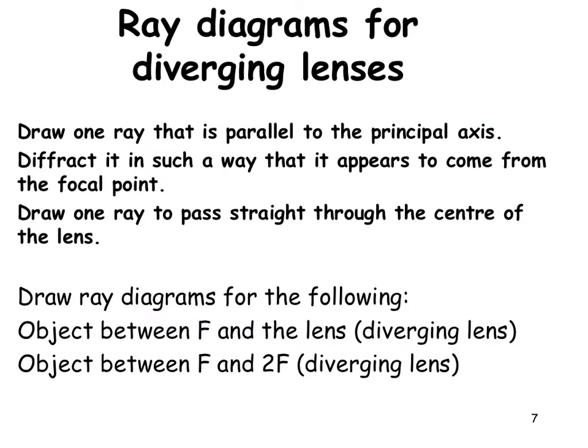What about if I now have a diverging lens? Again, you're going to draw one ray that is parallel to the principal axis, except you're going to diffract it in such a way that it appears to come from the focal point. And I'm going to show you one of those now. You're going to draw both of these in a second. Draw one ray to pass straight through the center of the lens. So let's go through one.